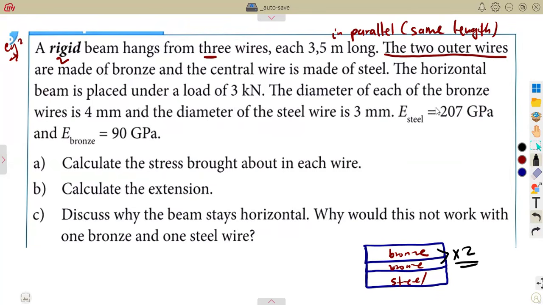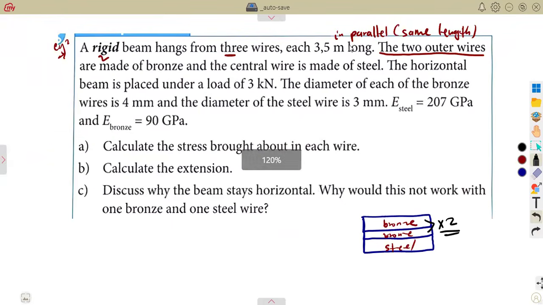The diameter is given for the bronze and for the steel. As you can see, we're not even told that this is in parallel. So where do we get that? From the length. That is where we can tell these two are in parallel. What about the term rigid? Rigid means unable to bend or to be forced out of shape. So there's nothing important about that in this case.